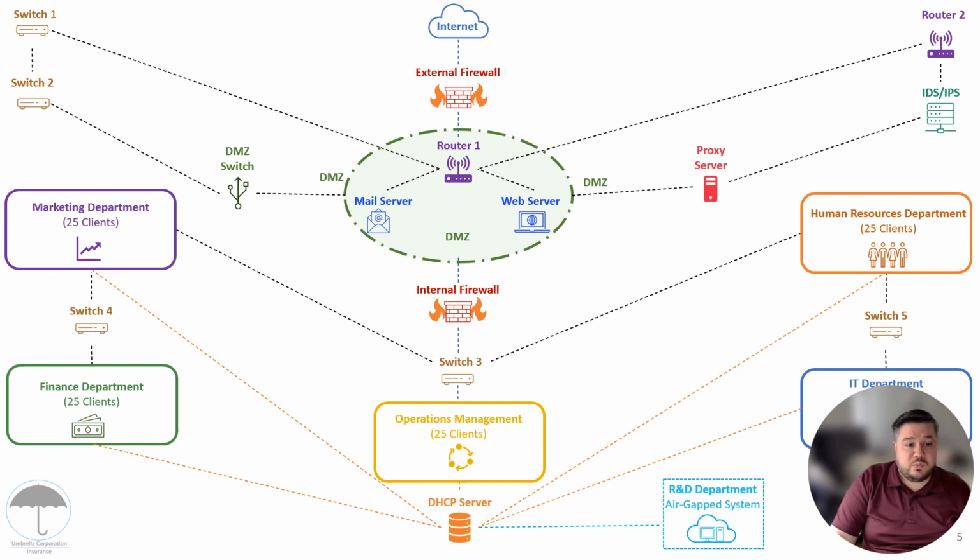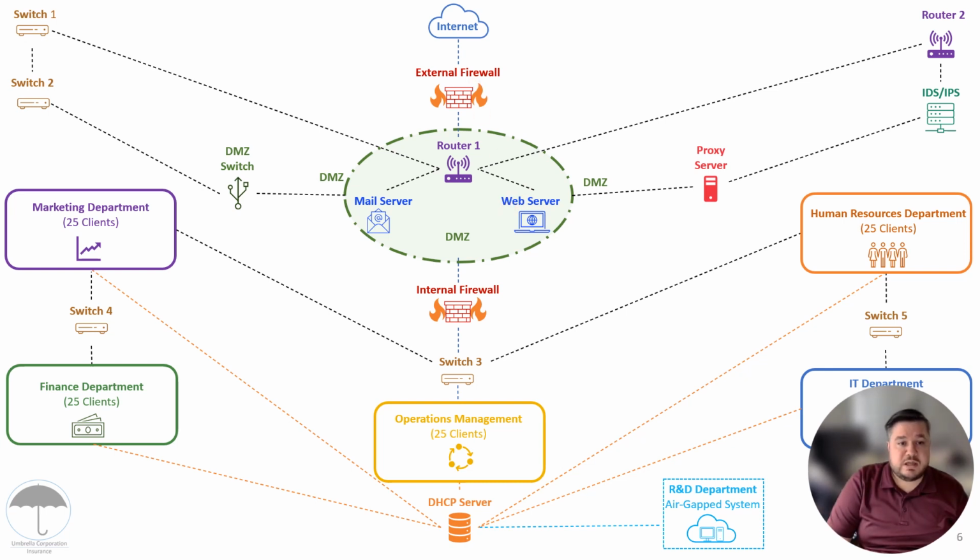The connection between router 1 and router 2 is through switch 1, while router 2 is connected to the DMZ switch and creates a demilitarized zone shown in green. The DMZ will create a safe environment to securely access the email and proxy server. So again, here you can see the DMZ, where the mail server as well as the web server are contained within this area.